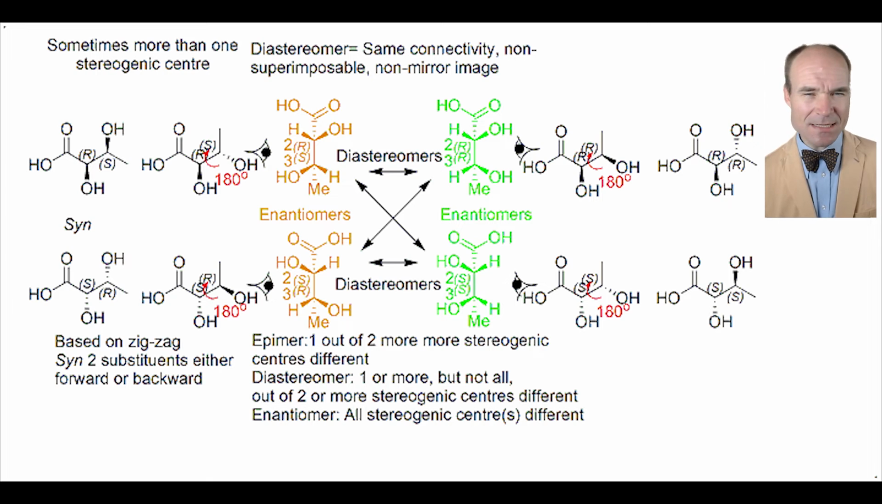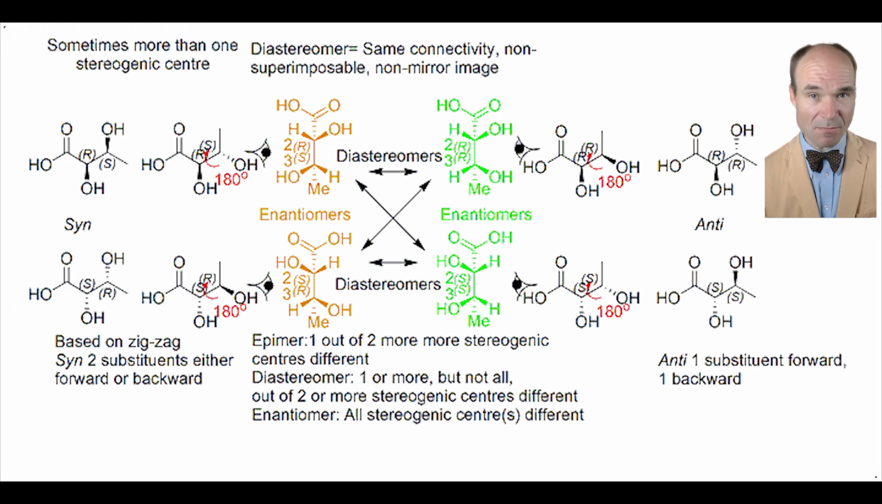But if these same two higher priority substituents are on opposite faces, so one is backwards from the plane of paper or screen and one is forwards, then this relationship is described as anti, again in italics. The substituents being described don't have to be attached to adjacent atoms, so they could be 1,2 as a relationship, as in this case, or 1,3, or 1,4, etc.